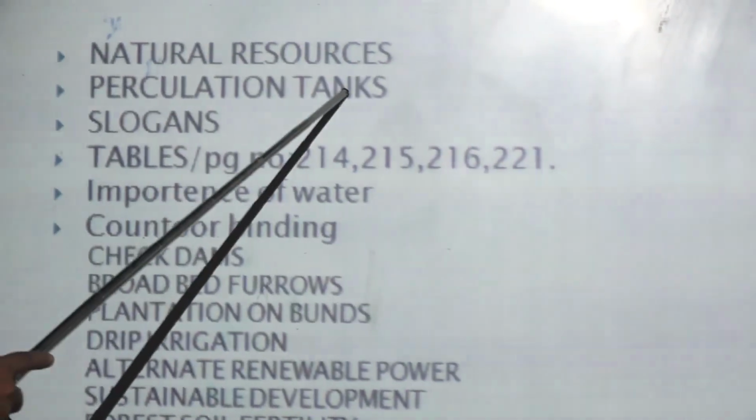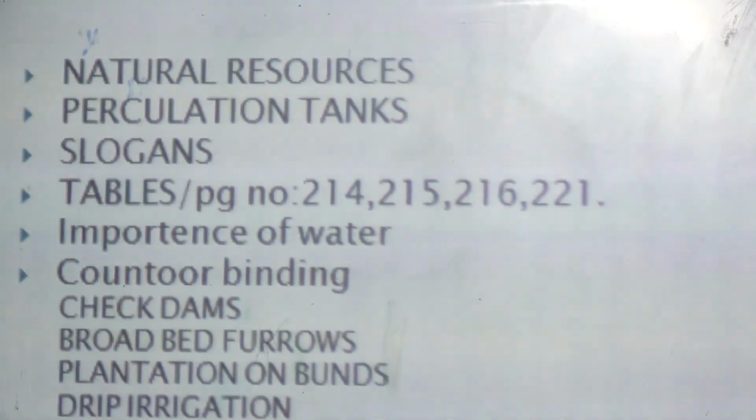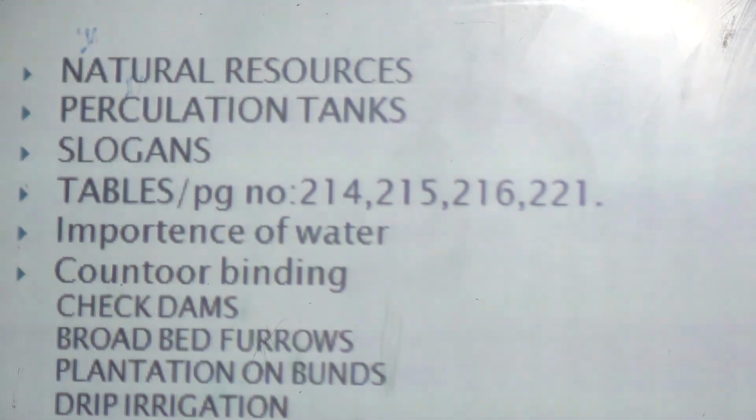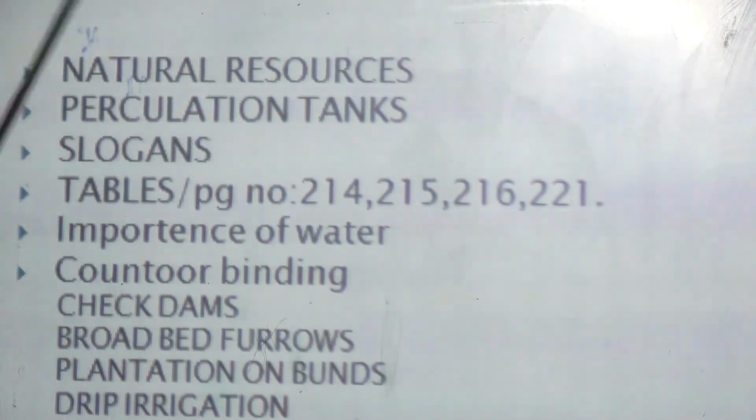So population tanks. In the villages, artificially you have to build the population tanks for cultivating just 20 to 50 acres. So you have to write the slogans on these natural resources. How the natural resources will be saved, and how the renewable resources are there and non-renewable resources are there.